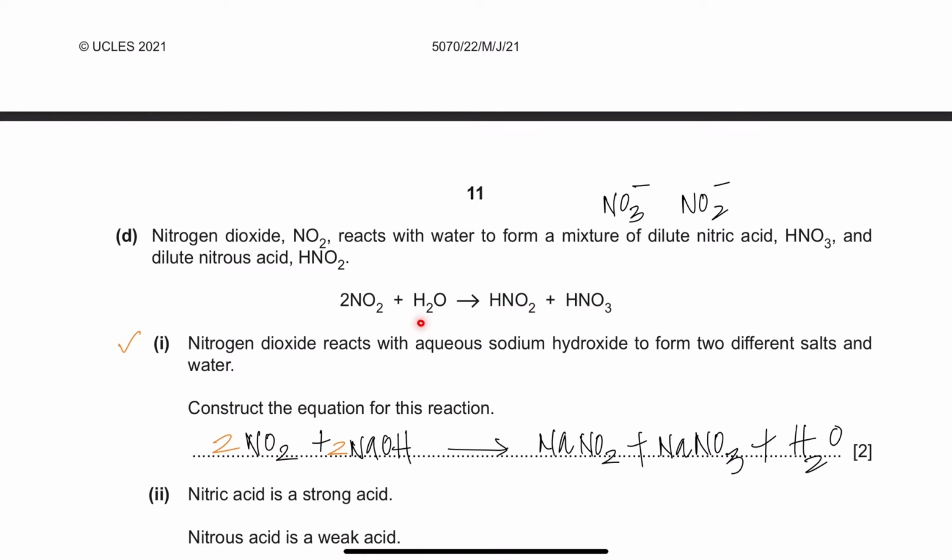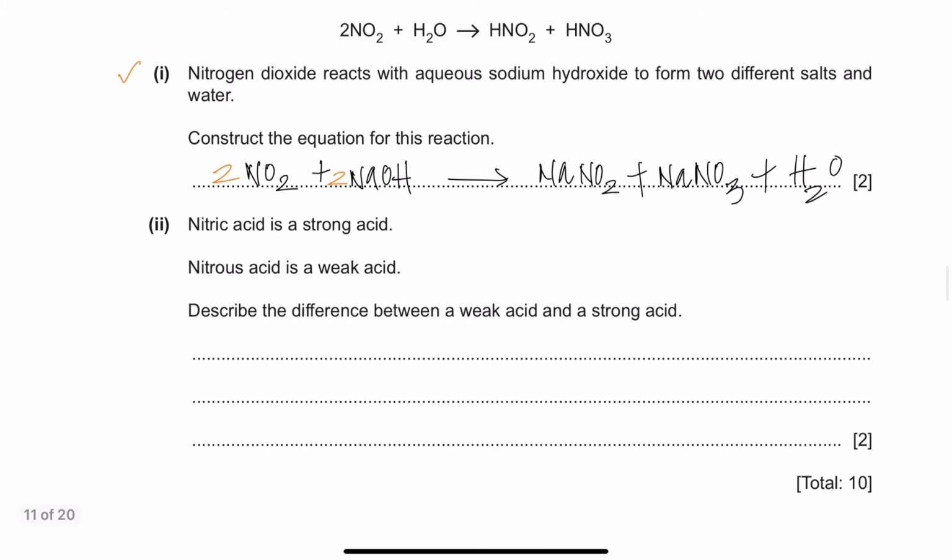So realize that if the acid being formed are 2 different acids and their anions are NO2 and NO3, then the salts' anions should also be NO2 and NO3. Got it, Abira? So this was one tricky question that one of my students got wrong. He's like, sir, my whole paper is correct except for this equation. So I was like, okay, and I had to solve this for him too.